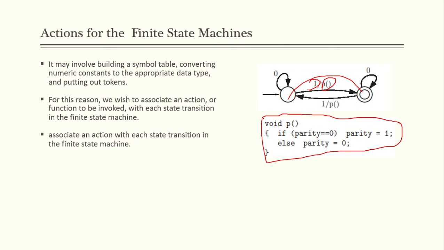So for this reason, we wish to associate an action or function to be invoked with each state transition in the finite state machine. Every transition function needs to tell what the method is. For each transition function, they need to have an action, which is a method.